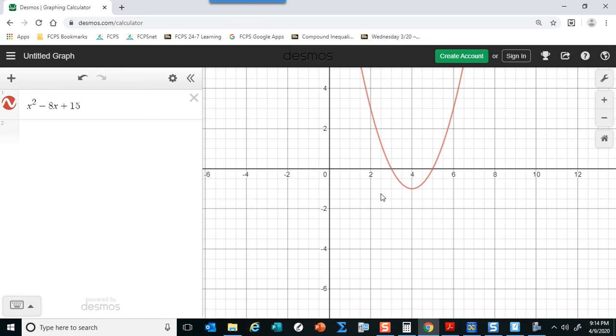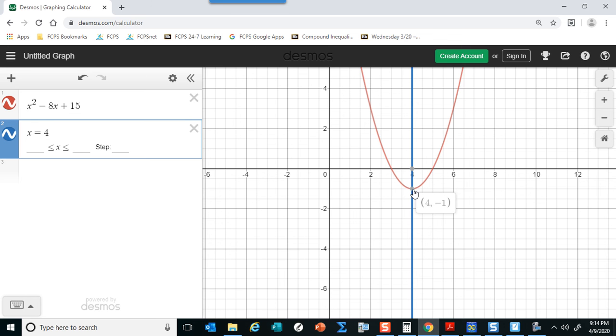Right, first thing we're going to do is identify the vertex. So we just go to the turning point here, and our vertex is 4, -1. Our axis of symmetry is the vertical line that goes through the vertex. So let's graph that. We're going to go back over here and type in x equals 4. And that's our line of symmetry.